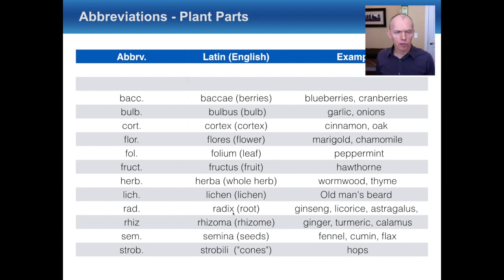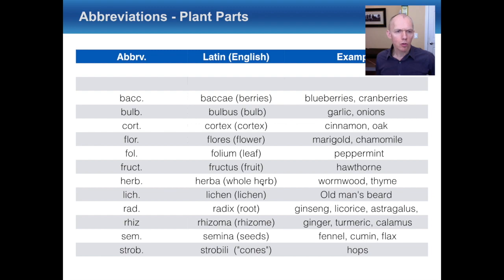The flowers are referred to as flor, or flores in Latin, so you might use that in marigold, like calendula flowers, chamomile flowers. Other things use the leaf, so fol or folium refers to the leaf, and so you may use that in peppermint. Hawthorn leaf would be another example. Sometimes they may just use only the fruit. They could use a flower, they could use a leaf. So fruct refers to the fruit, so fructus is the Latin term for fruit.